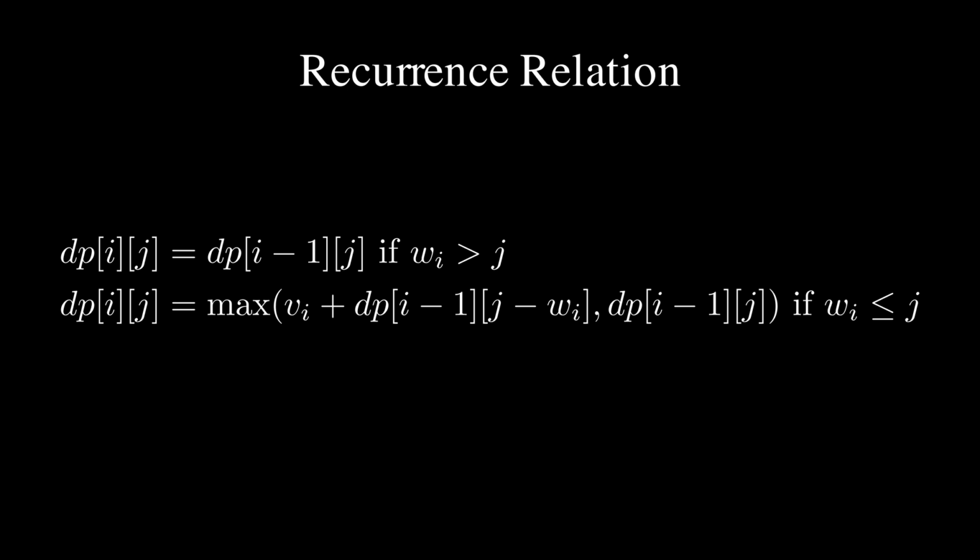If the weight of the ith item is less than or equal to j, then we can include it or not include it, and we should take the max of the two corresponding values. vi plus dp[i-1][j-wi] is the max value we obtain by including the ith item. dp[i-1][j] is the max value we obtain by not including the ith item.